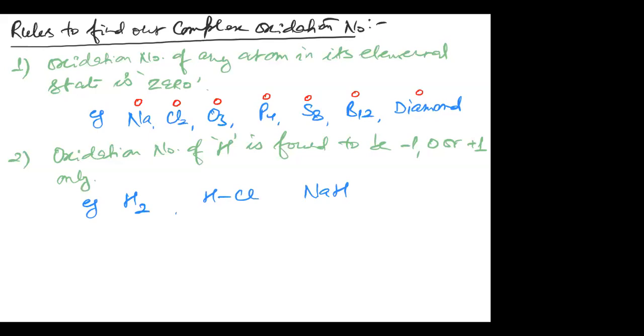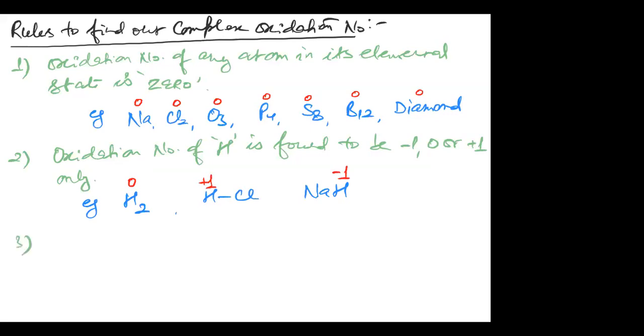Hydrogen oxidation number in H2 is 0. In HCl, it is +1 as it is combined with the more electronegative element chlorine. And in NaH, it is -1, combined with the more electropositive sodium.